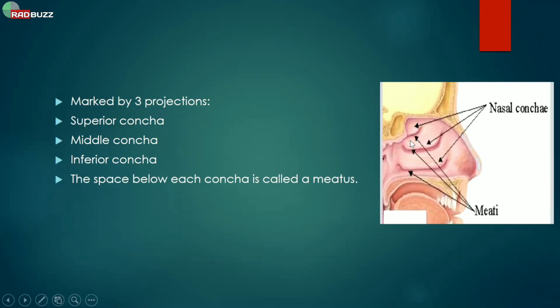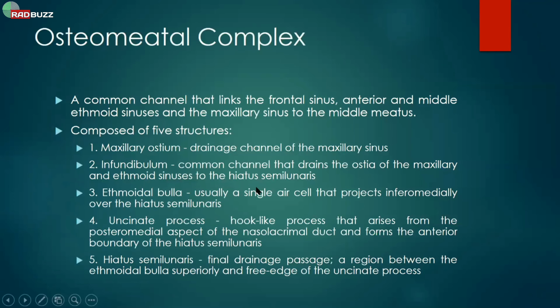Now between them there are slit-like spaces. These are called meatuses: superior, middle, and inferior meatus. The middle meatus is the one where the anterior group of the paranasal sinuses drain their secretions. The inferior one is between the hard palate and the inferior concha. The sphenoid recess is where the posterior ones drain.